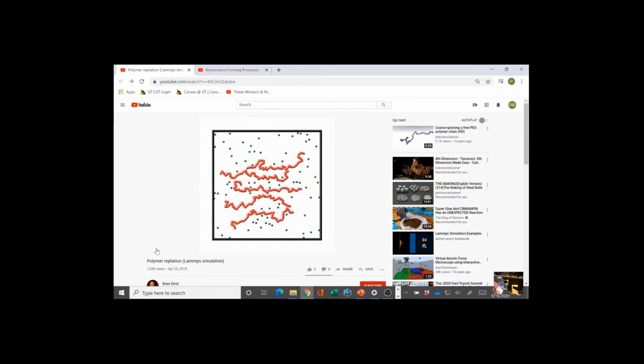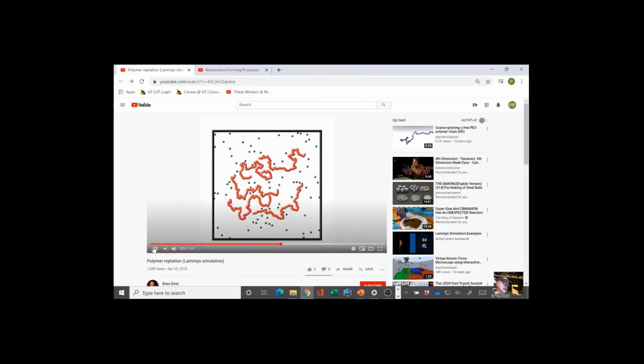Because the chains try to get around the little green things, and they sometimes can eventually. But you see it's a fairly slow process. A different way to imagine this would be to cook some spaghetti, which actually would be good about now.